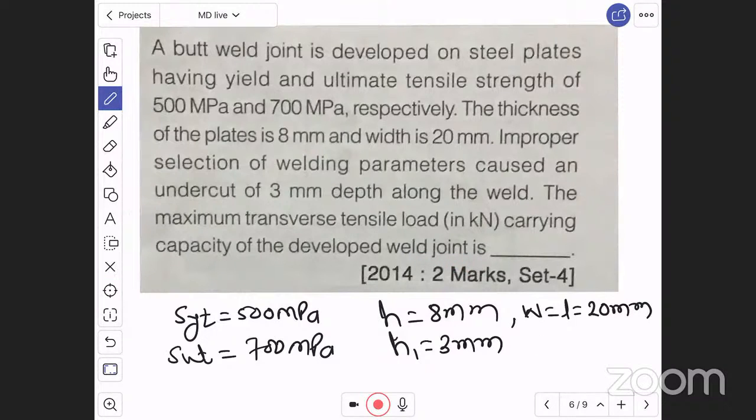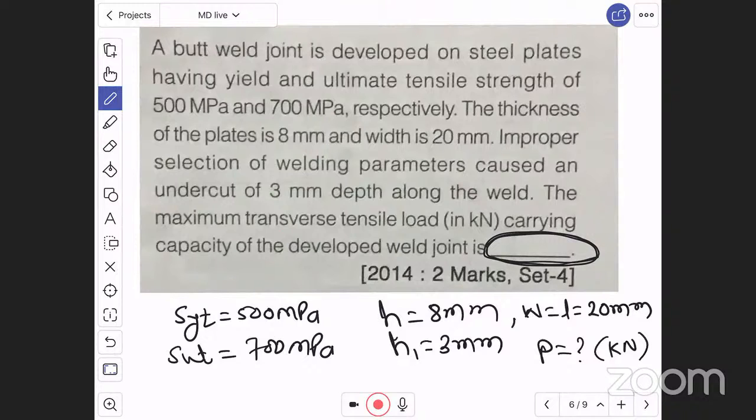Now, what is the question? What is the maximum tensile load in kilonewton? They are asking what is the maximum tensile load P in kilonewton, right? This is the question. Now, in the fill in the blanks, you have to type your answer in this bracket, whatever may be your answer, right? Now, let us solve this question.